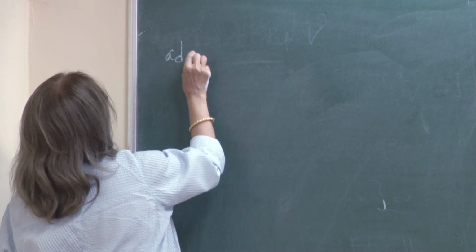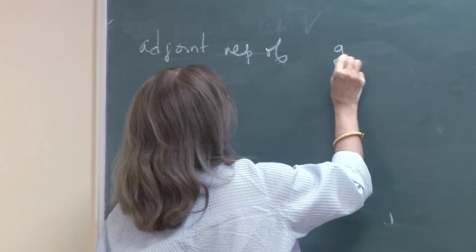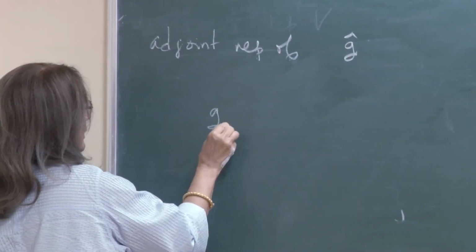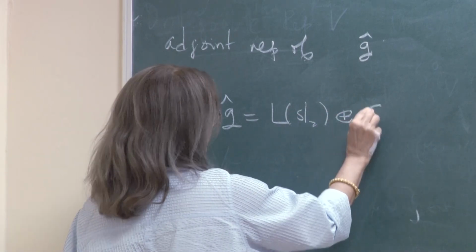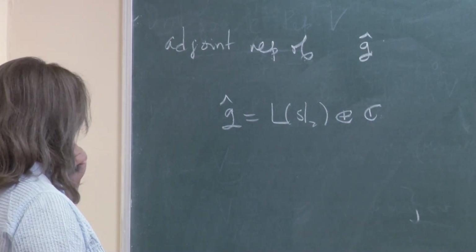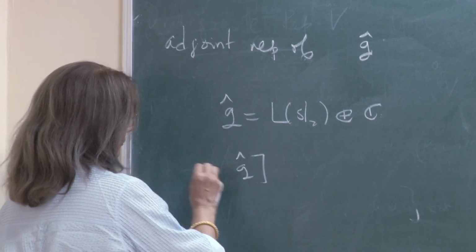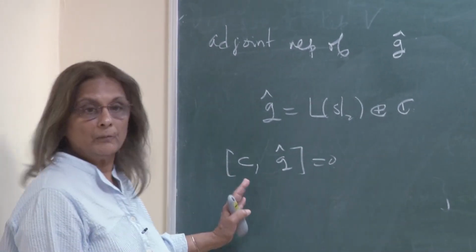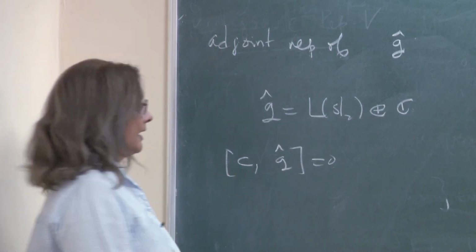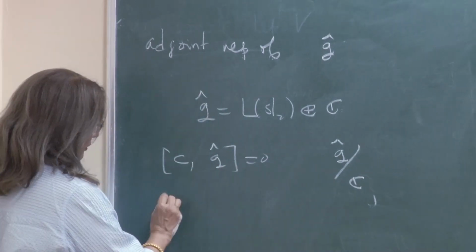Okay, so I want to investigate the adjoint representation, so I'll stick with SL2. Let me remind you that G hat is L of SL2 direct sum the trivial, and the bracket with G hat is 0 because it's the center. So this is a submodule, and G hat by C is, so this is a submodule under the adjoint action.